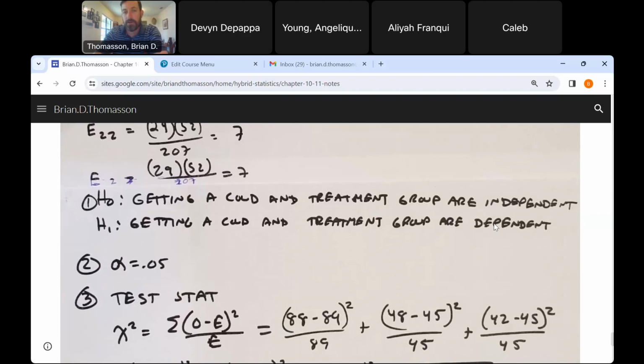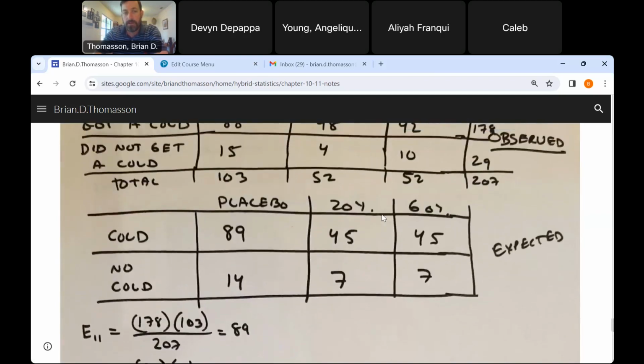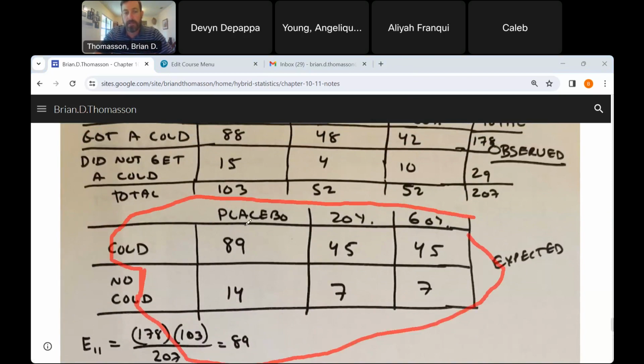It does have an effect on whether you get a cold or not. Now, let's look at these expected values. Okay, so this whole table I've calculated. Now the way we do that, let's just look at this first block.